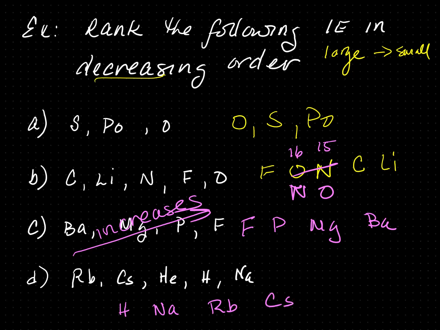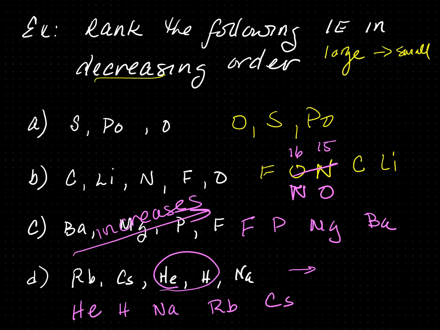Helium and hydrogen are in the same row or period. And as I go across, ionization energy increases, so that means helium is going to have a higher ionization energy than hydrogen. So the steps to identifying these are the same.